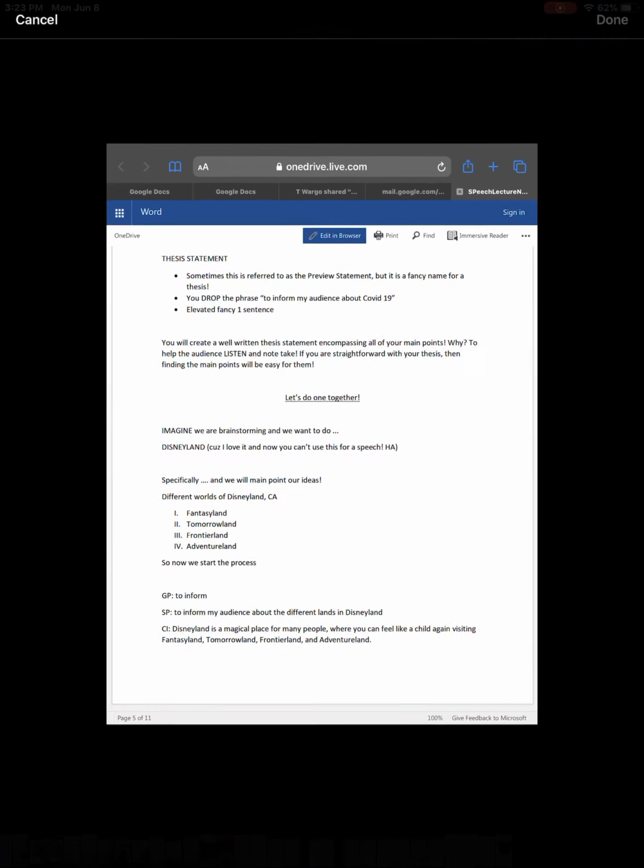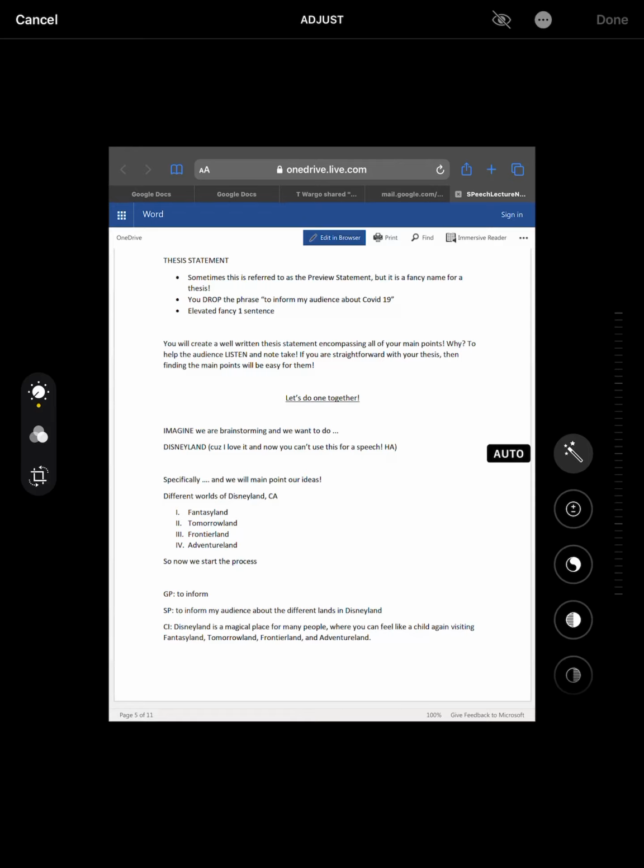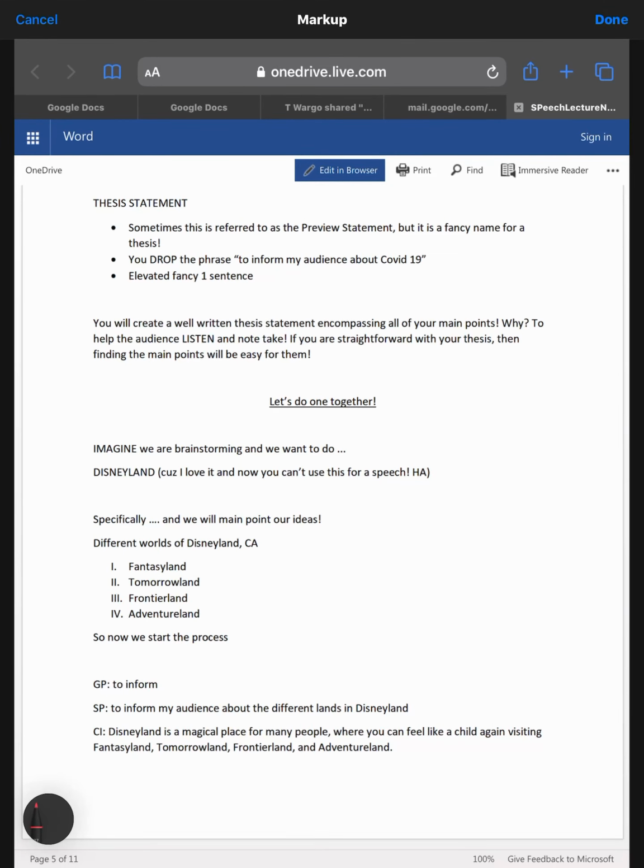So now we are going to get to your CI. I'm going to mark it, and here we go. So your CI is really your thesis statement. It is now going to be one fancy elevated sentence, which means, yep, you get a period. I do not want to see the phrase to inform my audience about, like COVID-19. When I see that, that's an SP. It's not a central idea. It's not a thesis statement.